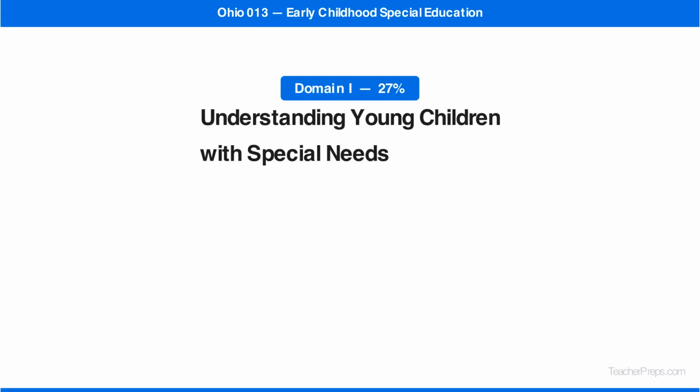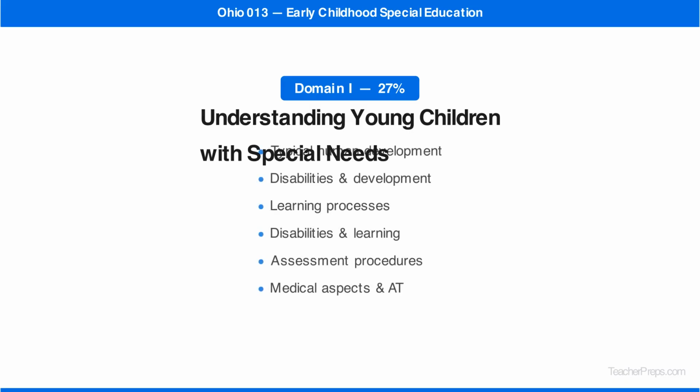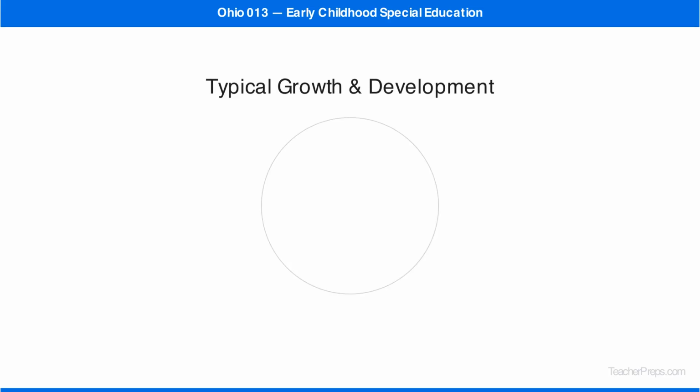Let's begin with Domain 1, Understanding Young Children with Special Needs. This domain is 27% of your exam and covers 6 key areas: typical human development, how disabilities affect development, how young children learn, how disabilities affect learning, assessment procedures, and medical aspects of disabilities. Jot that down.